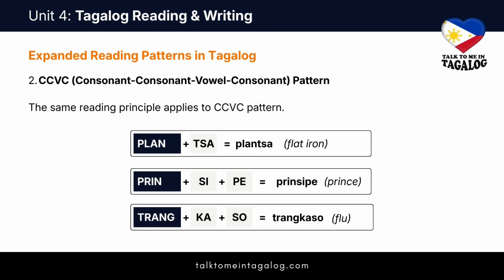príncipe. Our last example is trancaso, meaning flu. First syllable, trang, consonant cluster TR plus vowel A plus consonant NG, and the second and third syllables, ka and so. Read it as trancaso, trancaso. Take your time and practice reading these words aloud, splitting the clusters mentally if it helps. This will make reading longer Tagalog words much easier and more natural.